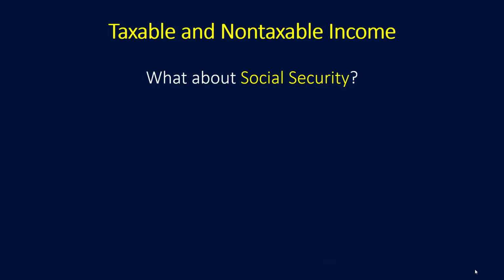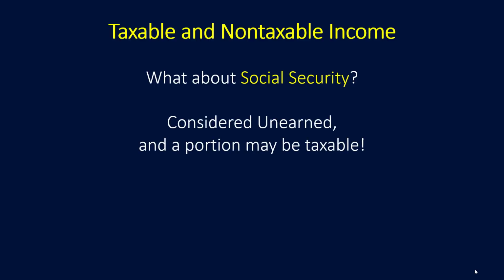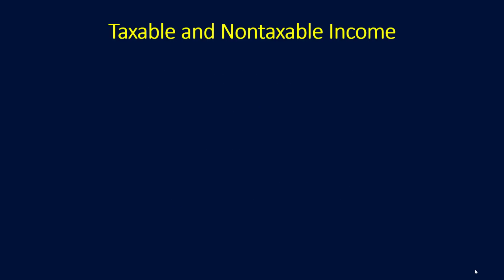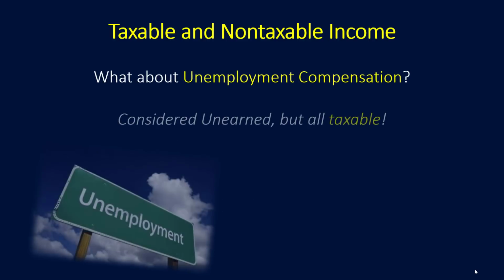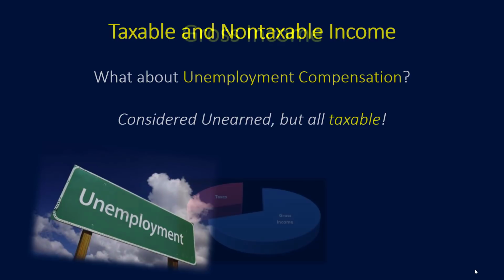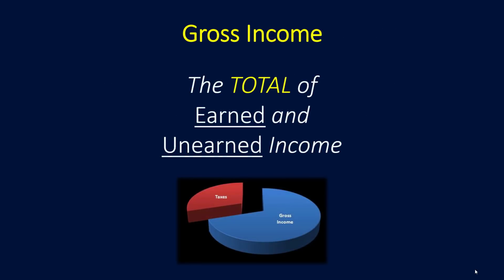What about Social Security? Well, Social Security is considered unearned and a portion may be taxable, depending on other income that's reported on the individual's tax return. What about unemployment compensation? Well, unemployment is considered unearned, but it's all taxable. The total of earned and unearned income is considered to be gross income.